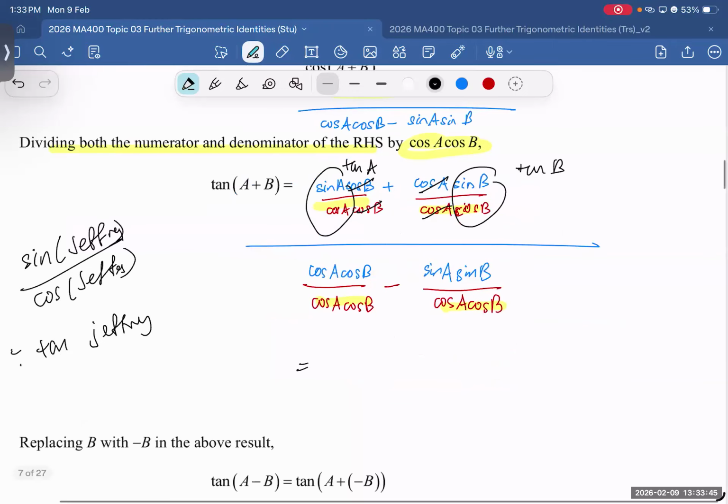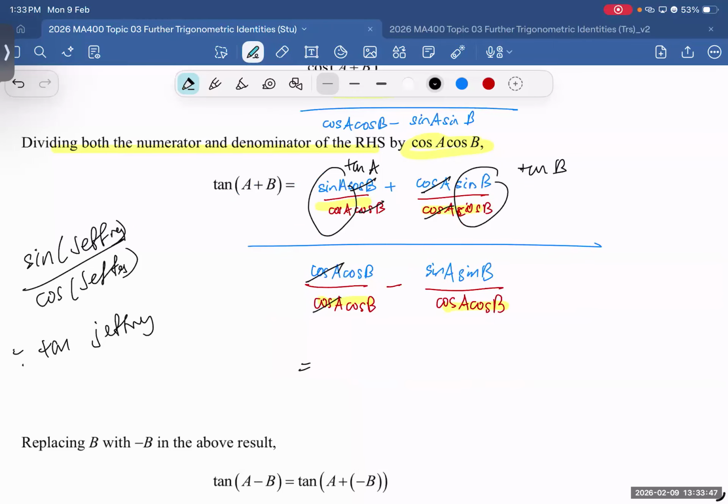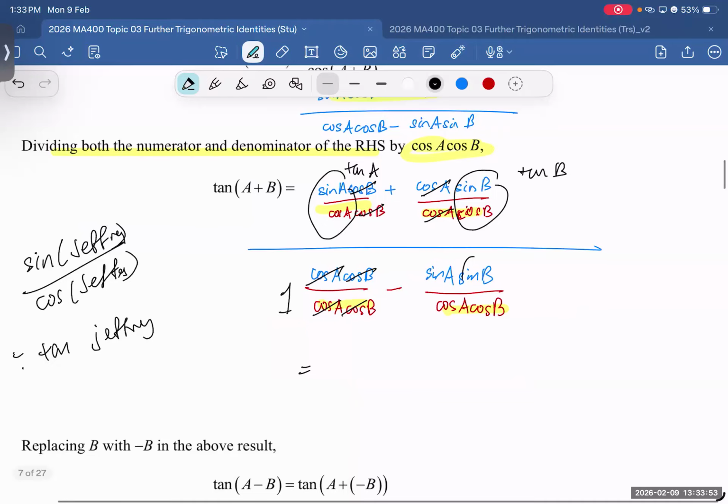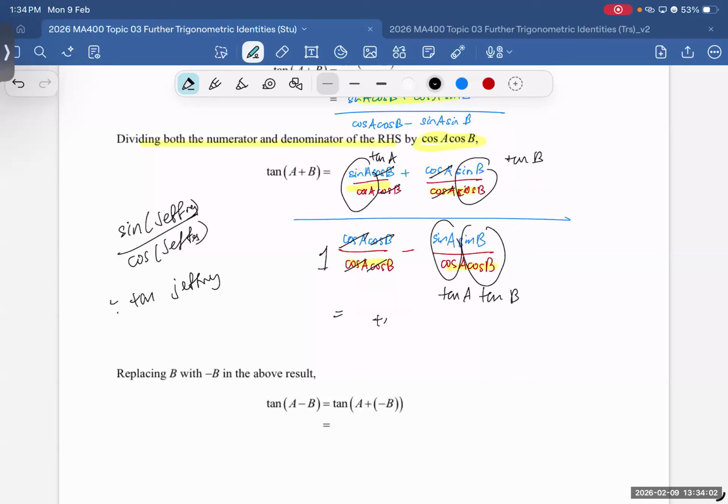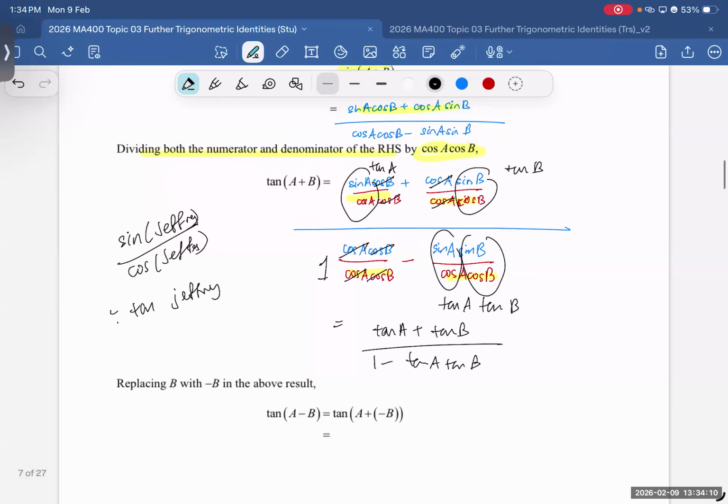Here I cancel. What do I left with? 1. Here, what is sine B over cos B, sine A over cos A? Tangent A, tangent B. That is why my formula is just tangent A plus tangent B over 1 minus tangent A tangent B. Is that okay?